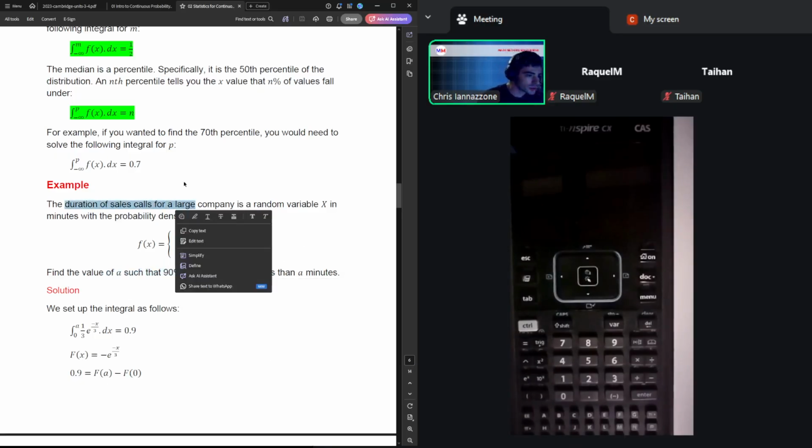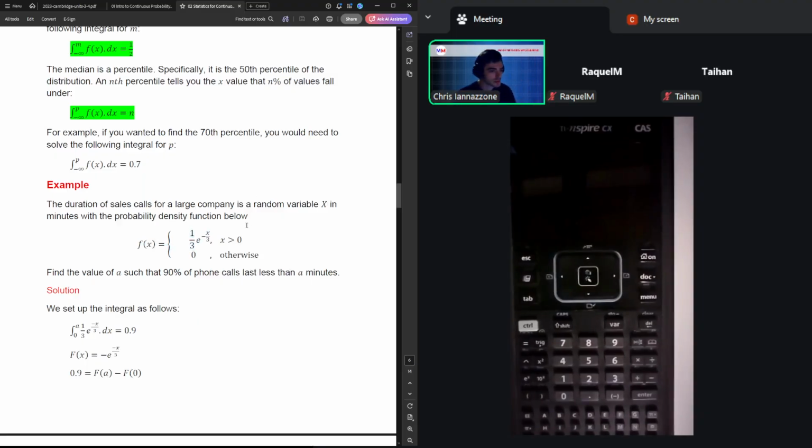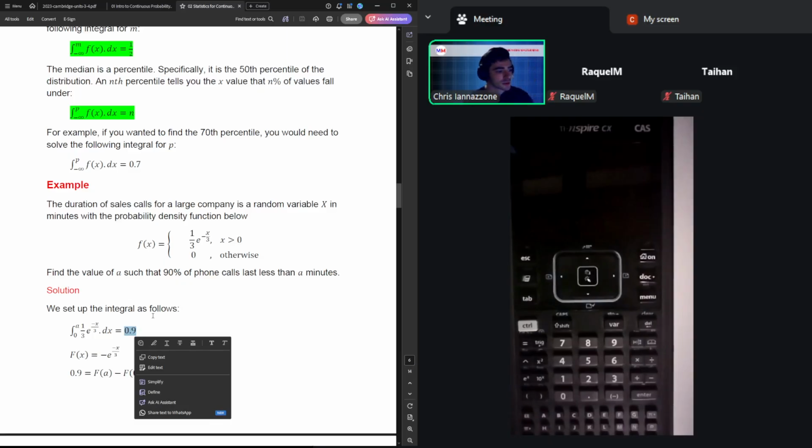So you have your duration of sales calls given by this particular function. Find the value of A such that 90% of phone calls last less than A minutes. This would be effectively the 90th percentile. Less than means A is the upper bound, and so you want to go from your upper bound all the way to the absolute lower bound, in this case 0. And because you want to find it such that 90% of phone calls last less than, you're now using 0.9 as the thing that you are equating to.